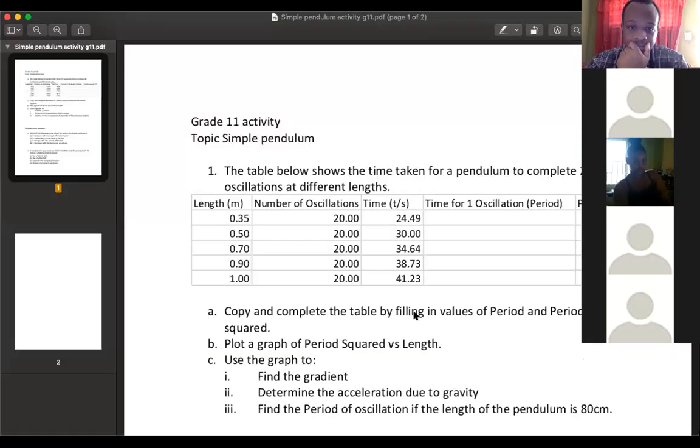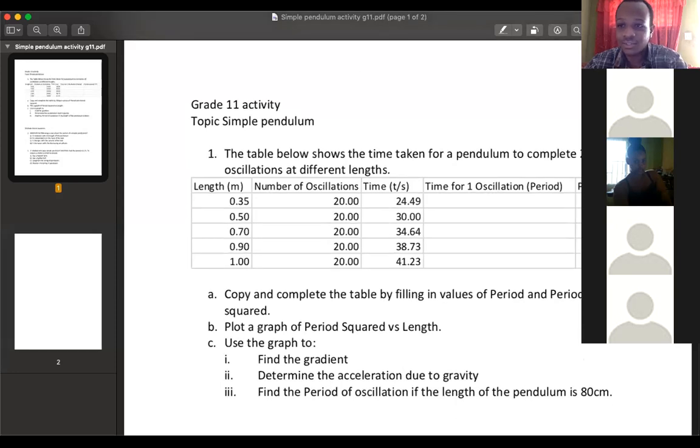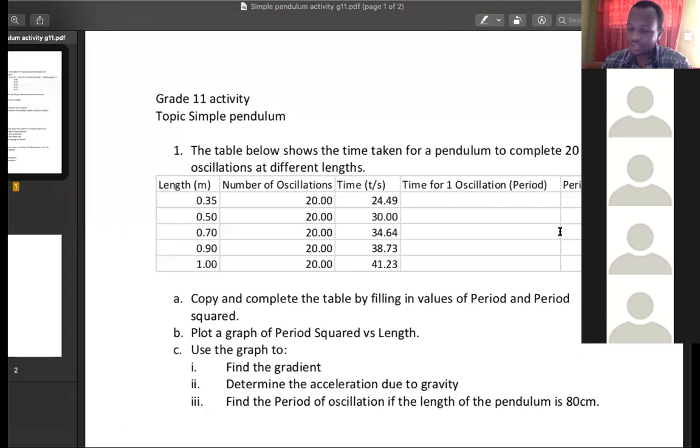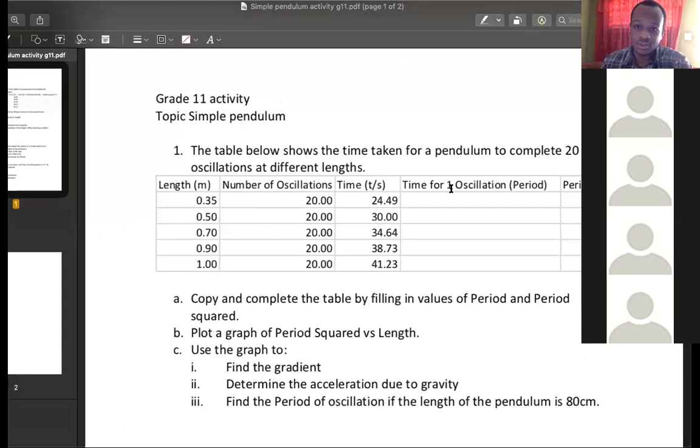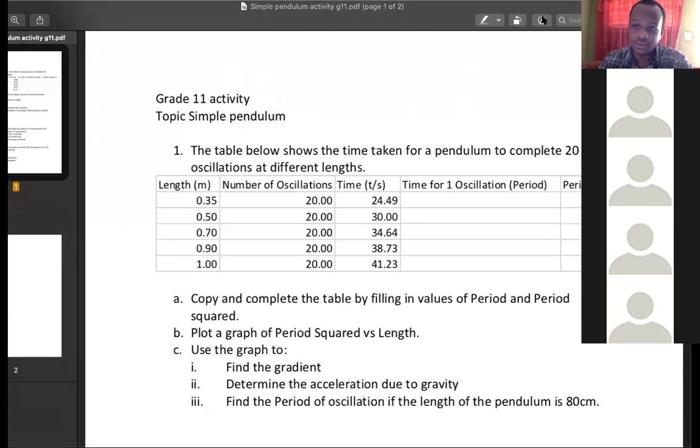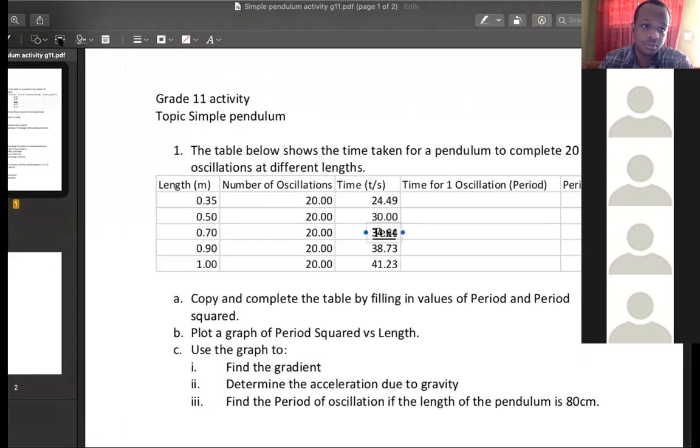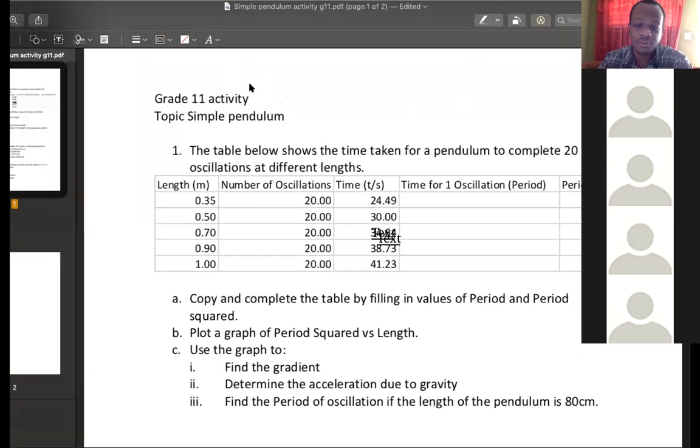I'm trying to bring it up quickly, just to go through it. Right? All right, so are we seeing this? This is our activity. Are we seeing this? Yes, sir. Right, so we got these. It's not hard. We're supposed to calculate the time for one oscillation. Calculate time for one oscillation. So we know how to do that. We went through that in class.